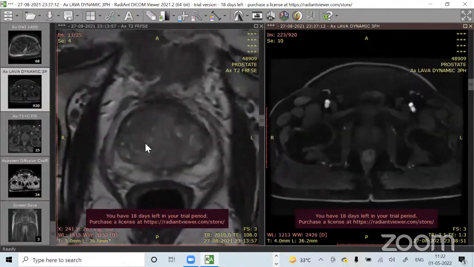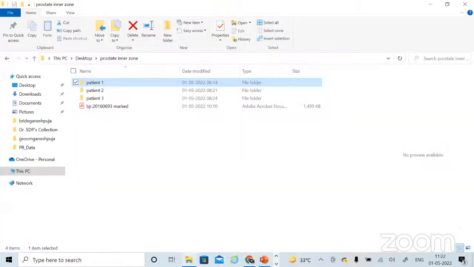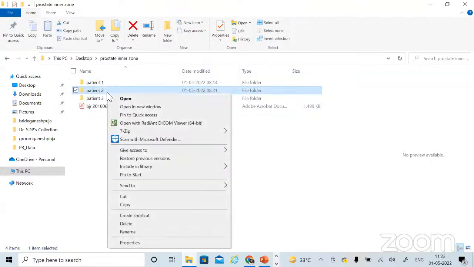So this is a typical PIRADS 5. And we got a follow-up as well for these lesions, and it turned out to be Gleason's 4 plus 4, 8. So this is one case. I'll just quickly show 2 more cases and then we can wrap up.